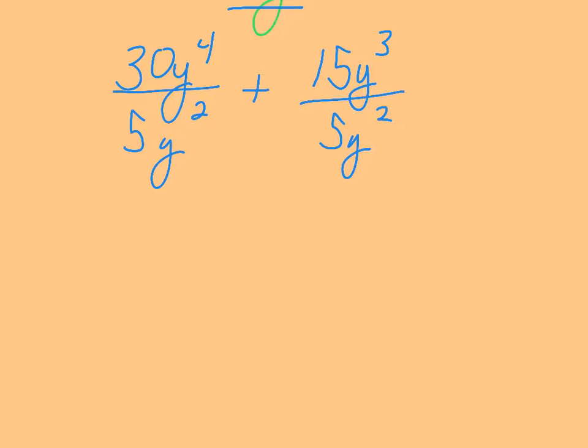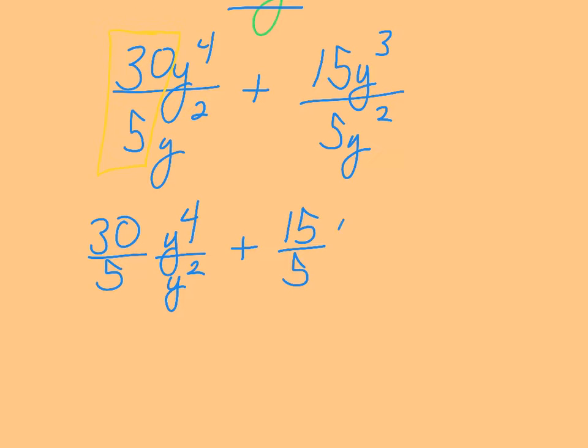Now, what's a little different with this one is we do have some numerical expressions in both of them. Right? We have the 30 and the 5 here. So we're going to, just like we did in multiplying, separate out and work with the numbers separately and then the variables. So we're going to end up with 30 over 5, and this is y to the 4th over y squared. Plus, on the right-hand side, 15 over 5. This is y cubed over y squared.